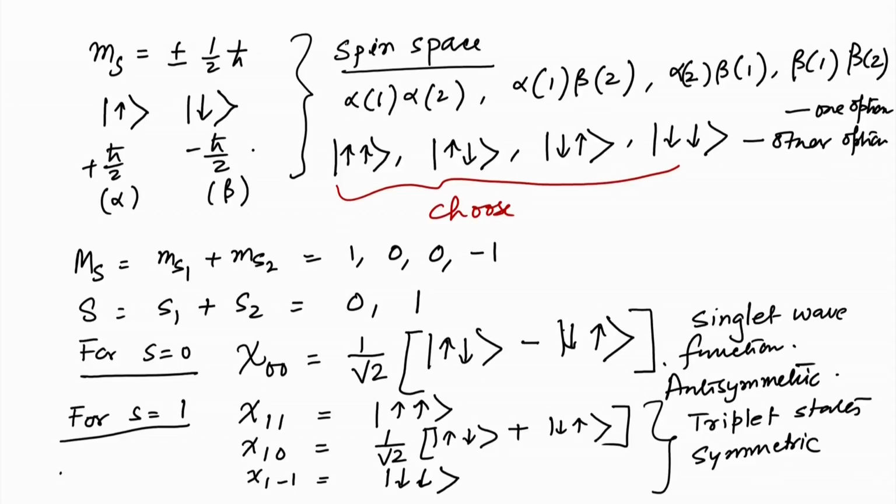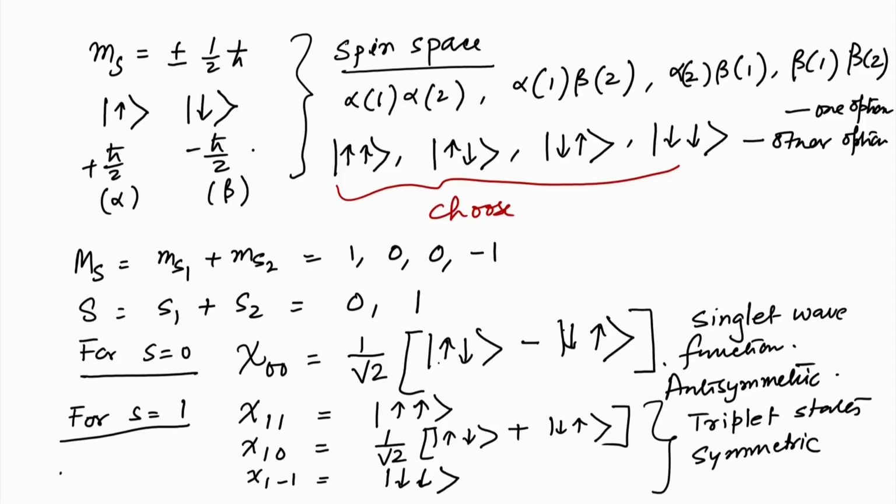So these are the states or the wave functions for a system comprising two spin half particles, and all possible combinations have been taken. We get four states, and those four states are one singlet and three triplet states.